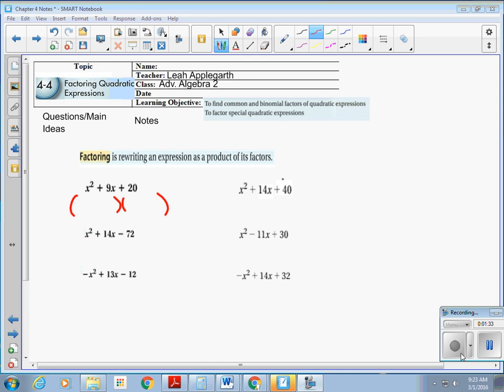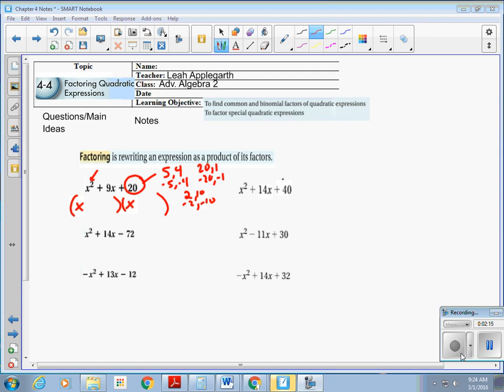So I look at my first term here, x squared. The only way to get an x squared, besides multiplying a 1 and an x squared together, is if I had an x and an x. So that multiplies together to give you x squared. And then there's several ways I can make 20. I can go 5 and 4, -5 and -4, 20 and 1, or -20 and -1, 2 and 10, or -2 and -10.